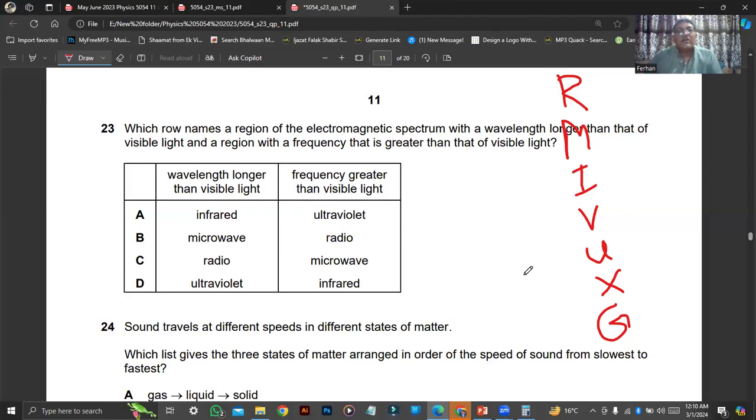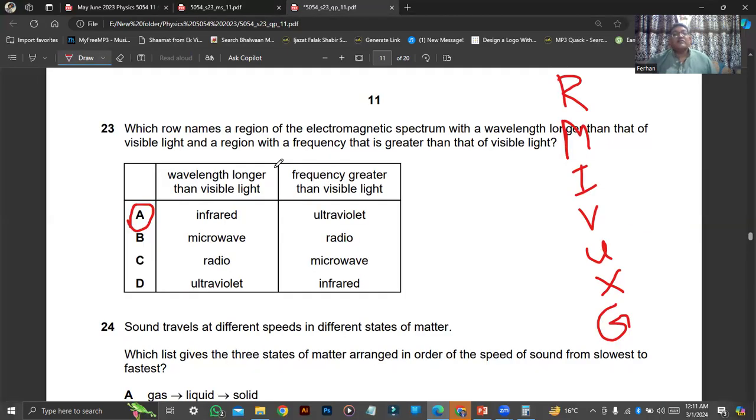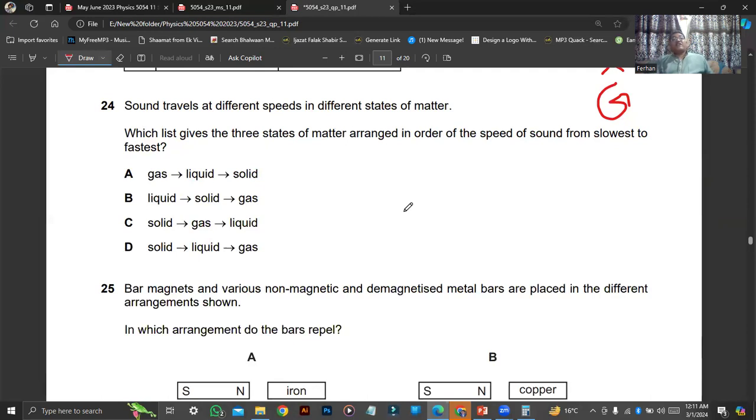In this sequence, when you go down, the wavelength decreases and the frequency increases. See, their question is wavelength longer than the visible light. Wavelength longer than the visible light is infrared, microwaves, radio waves. And the frequency greater than the visible light must be ultraviolet, X-rays, and gamma rays. So I think A is the right answer, sir. Question number 23, A is the right answer. Okay, so we are going to the next question, that is 24.